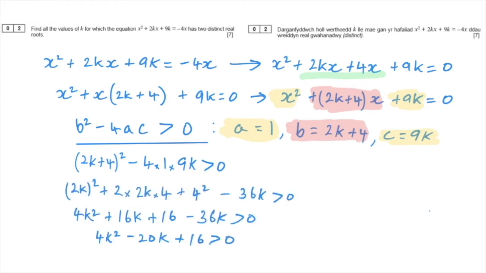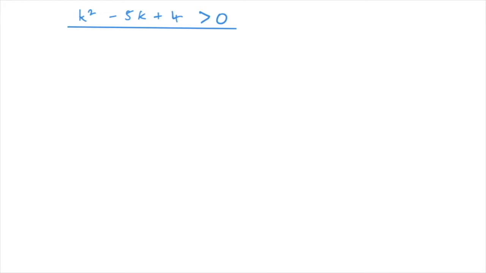This gives us a quadratic inequality, which we may notice has 4 as a common factor, and so we can simplify by dividing in all terms by 4. To complete this solution, we now need to solve this quadratic inequality. First, we notice that the quadratic k squared minus 5k plus 4 is a U-shaped quadratic.